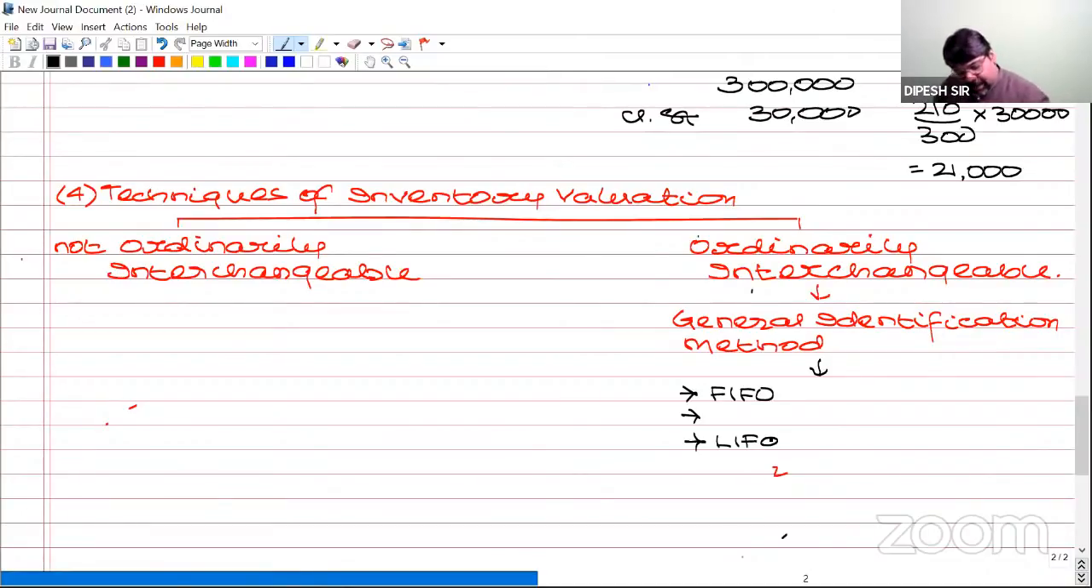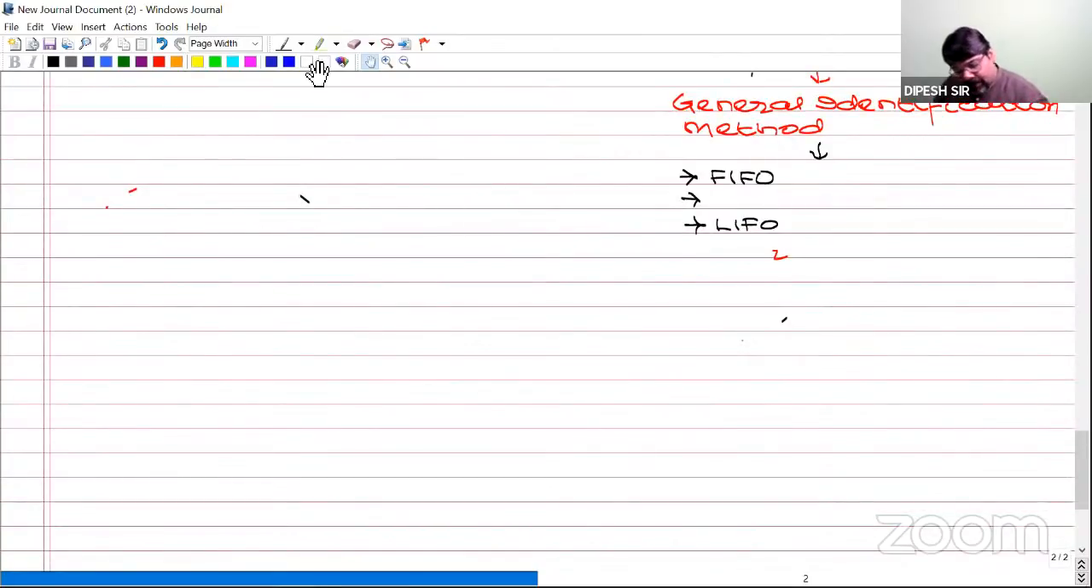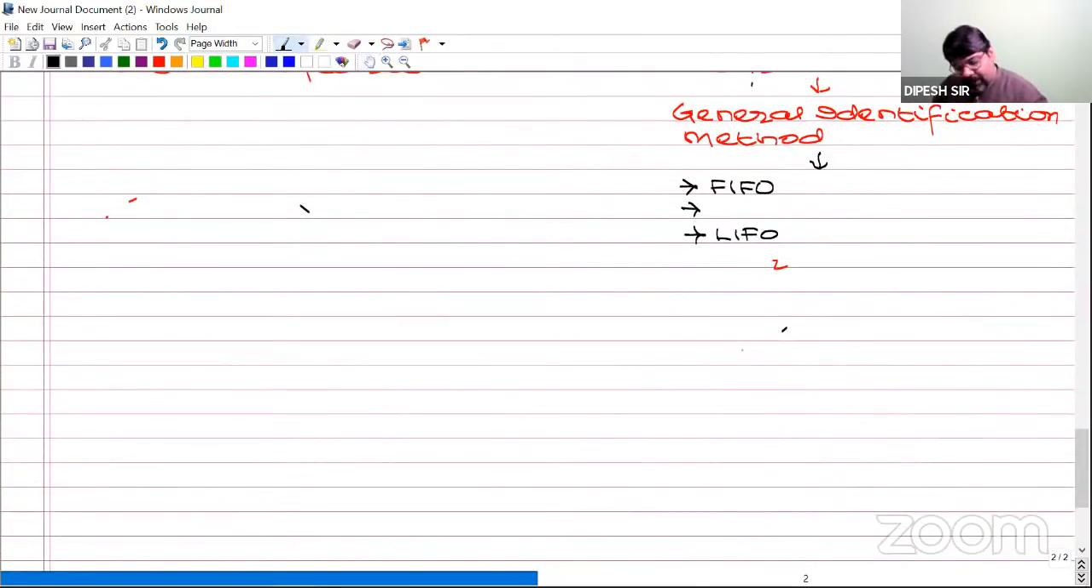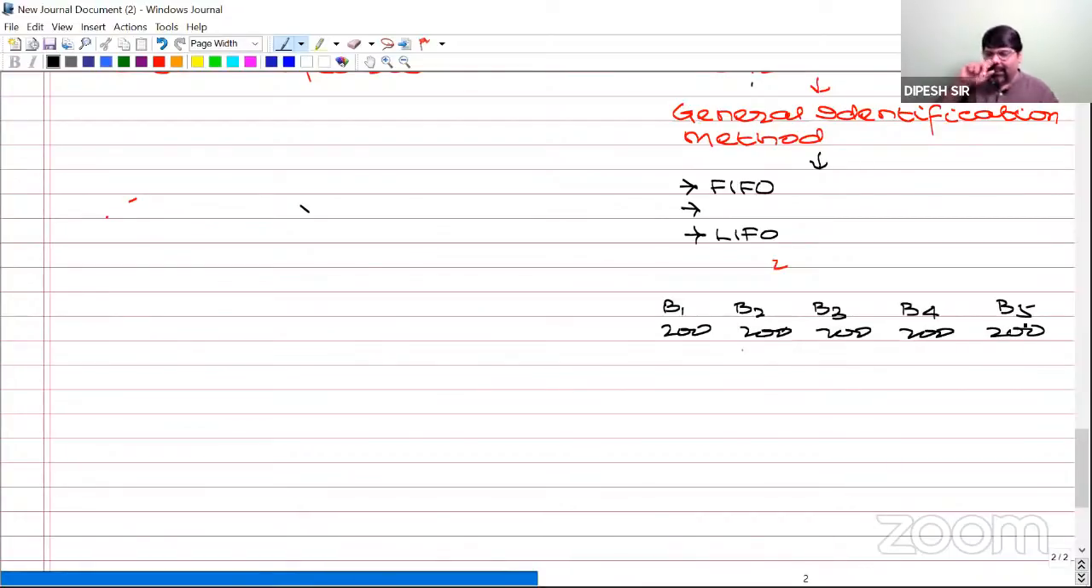I'll write it. How many lots were there? 5. Bill 1, bill 2, bill 3, bill 4, bill 5, each 200. I can assume FIFO, first in, first out. Sold, sold, sold. 100 is sold, 100 is left. So my closing stock is this 300.